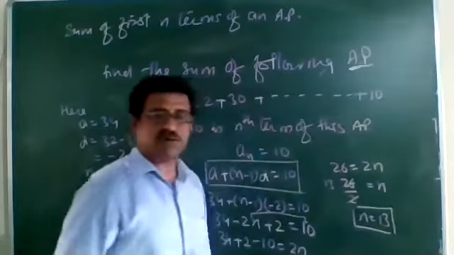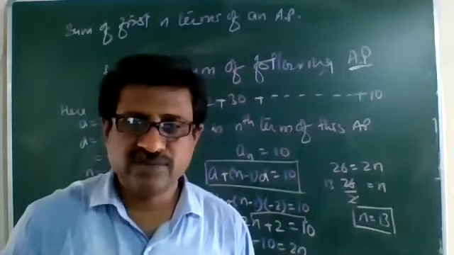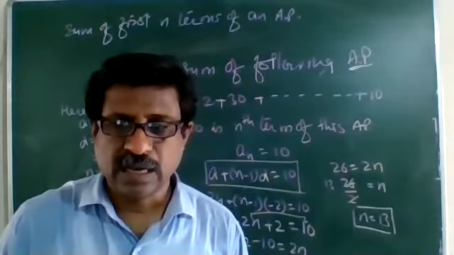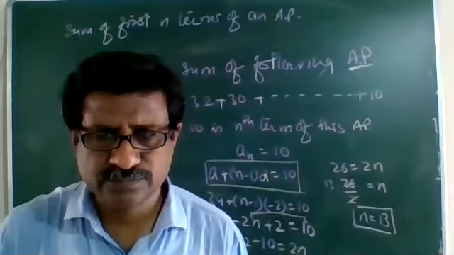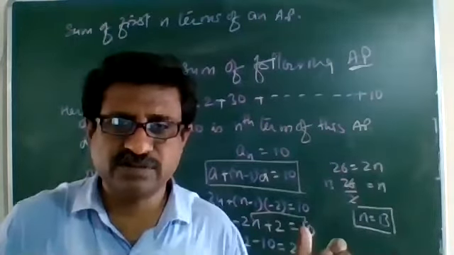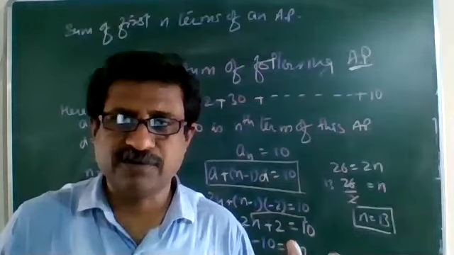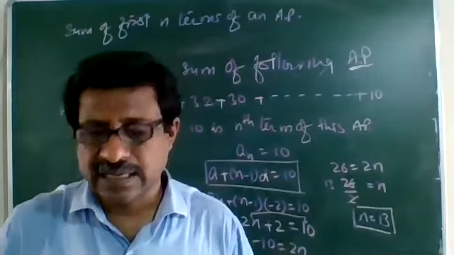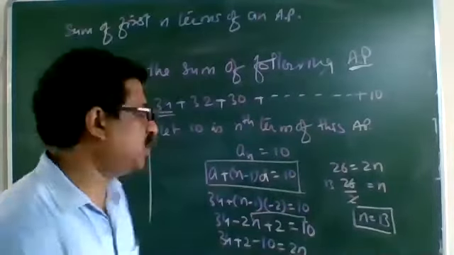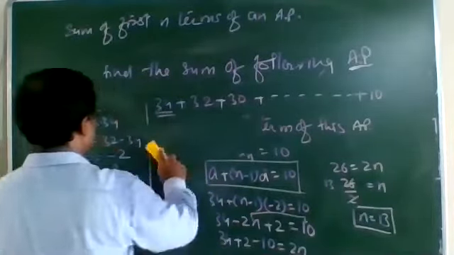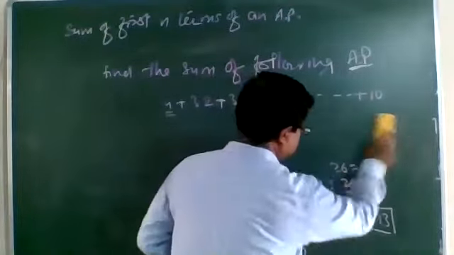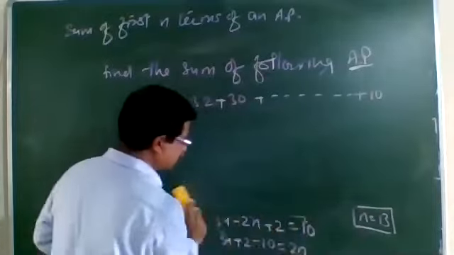But our aim was not to find the value of n. Our aim was to find the sum of n terms of this AP. After getting this value, we put it in the formula for Sn. Sn is n by 2. Either you can apply 2a plus n minus 1 into d, or you can apply a plus an. Just remember the value of n we want is 13.